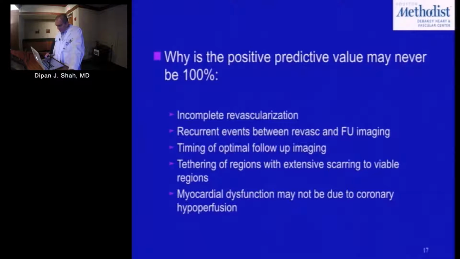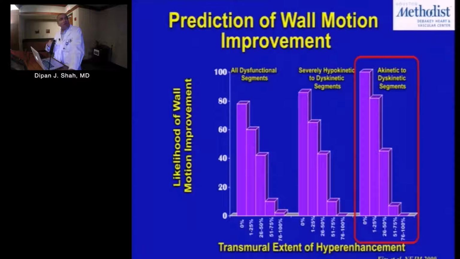Now, the question somebody may ask you is, if you look at those example images I showed you where we have such a high resolution detailed map of the myocardium, why is it that the predictive value is not 100%?